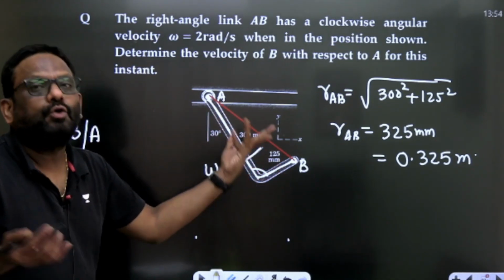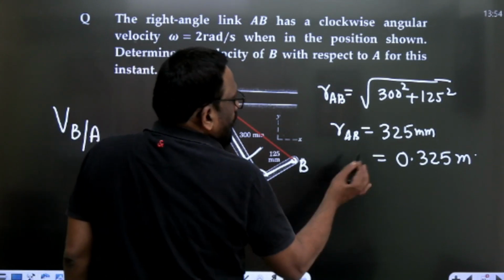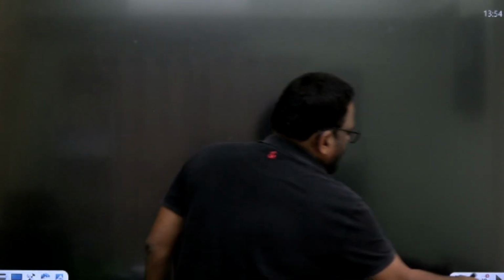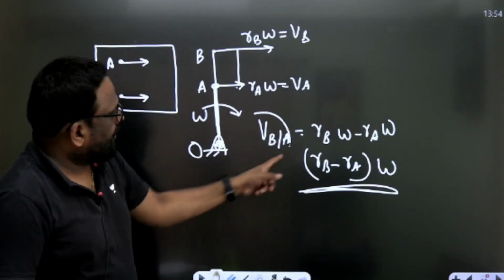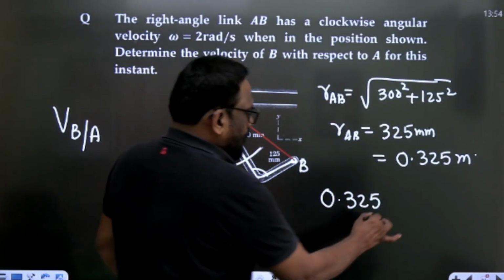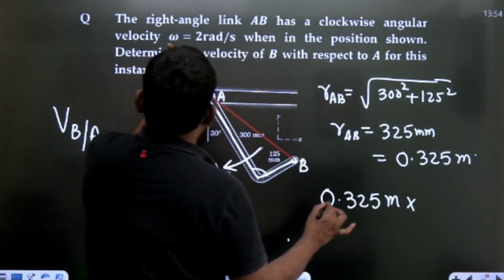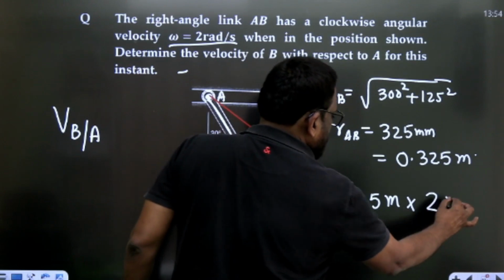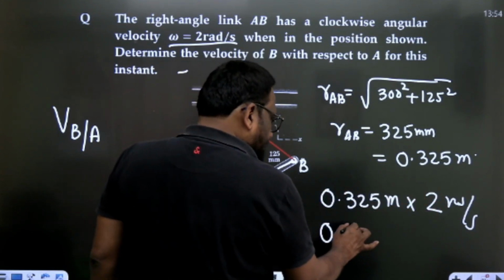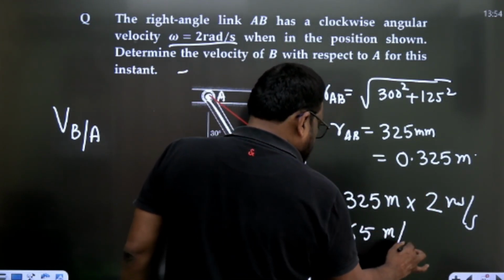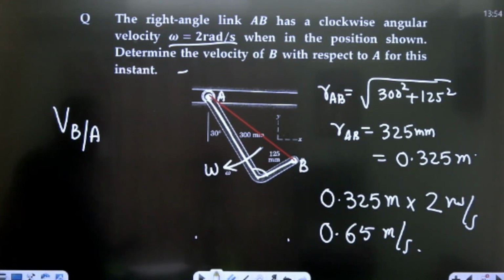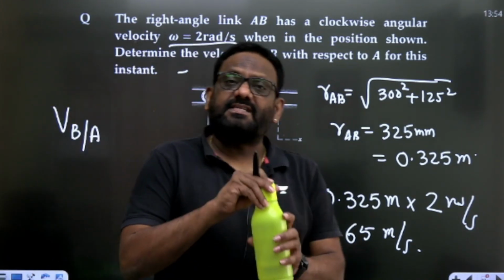Now, how to find out the relative velocity of B with respect to A? The distance between them into omega. That's it, sir. So, R omega, that is 0.325. अभी तो बताया sir. Just now I told you. इधर देखो. If you want the relative velocity, distance between them into omega. Distance between them is 0.325 meter. And how much is omega? 2 radian per second. So 0.325 into 2 is 0.65 meter per second, which is the relative velocity. एक बार check करते हैं sir. 0.65 is correct.